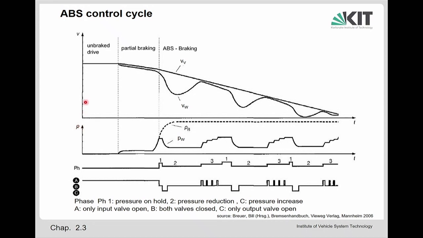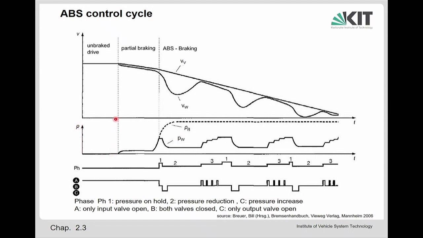And so let's assume that the vehicle is driving with a certain speed v. We do not brake, so the speed stays constant. And this means also we do not have any braking pressure. Here, this P means braking pressure.